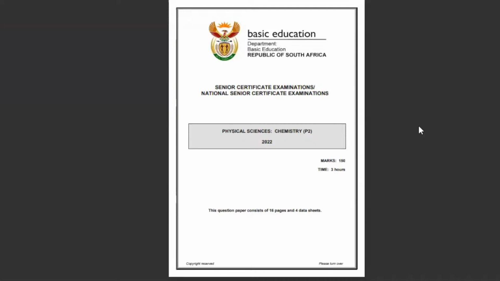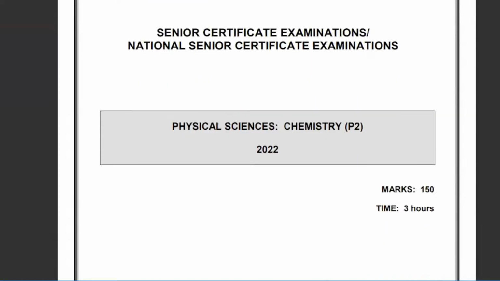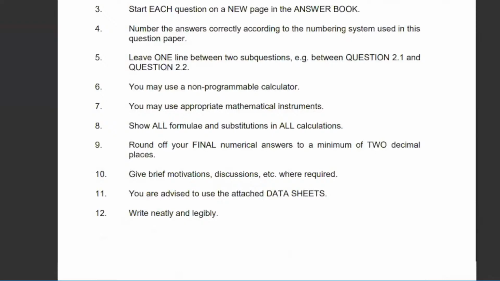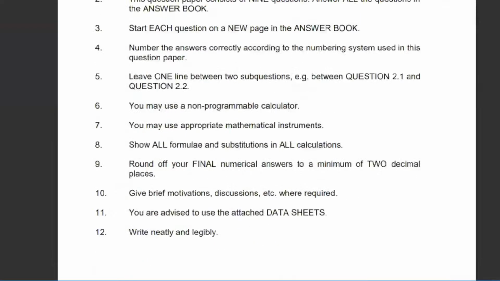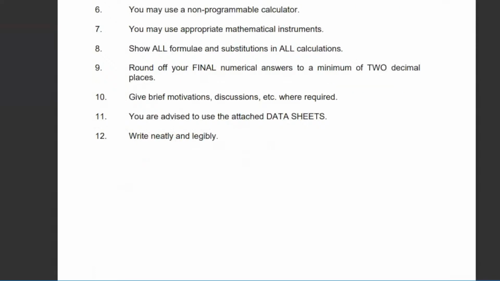On the right track. So today we are going to be discussing the paper, which is Physical Science Chemistry Paper 2, 2022. So let's start with the objectives. I'm not going to go through the instructions. You know exactly what you're supposed to do, but let me just emphasize on this.